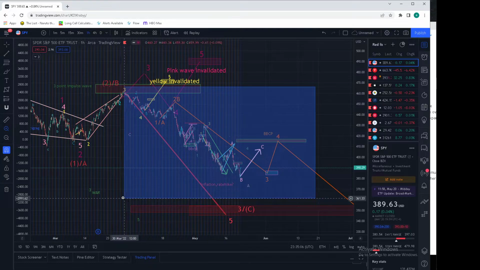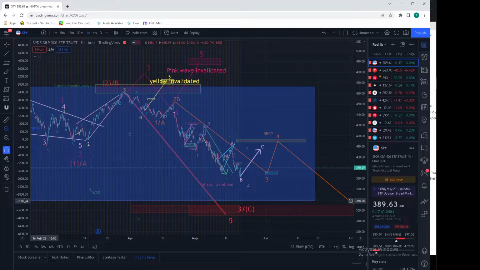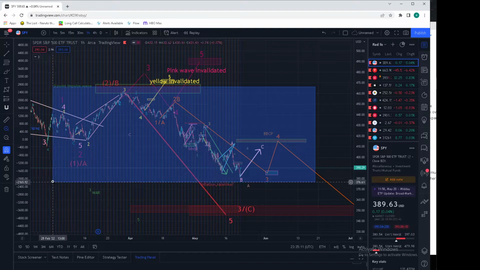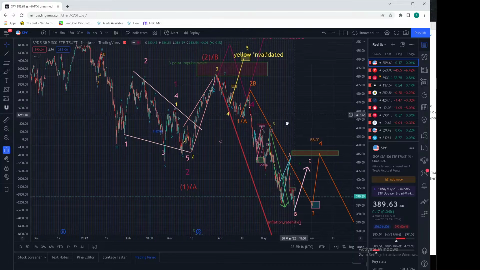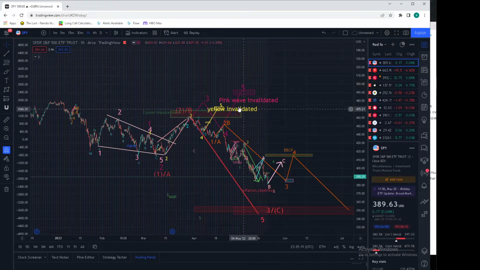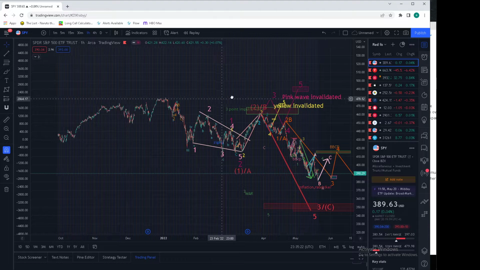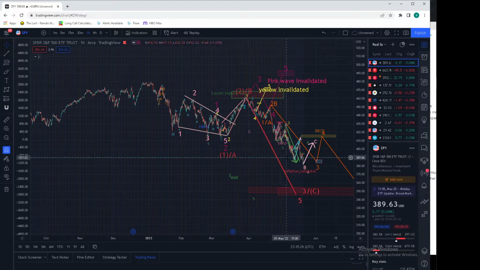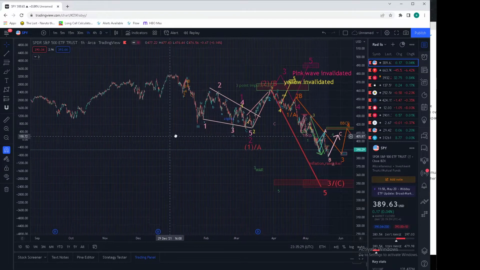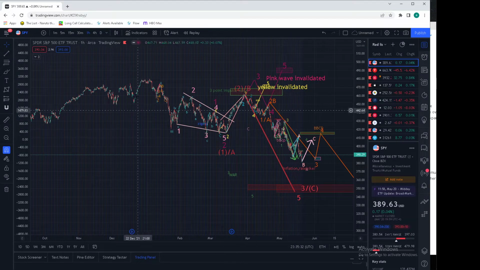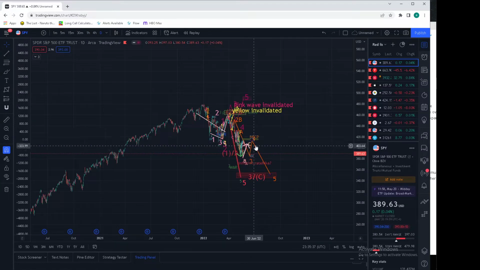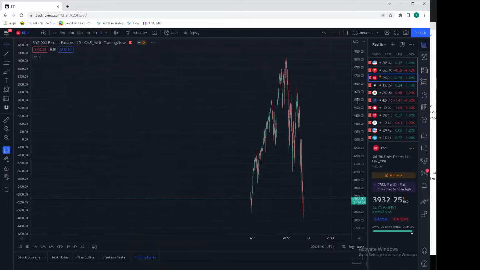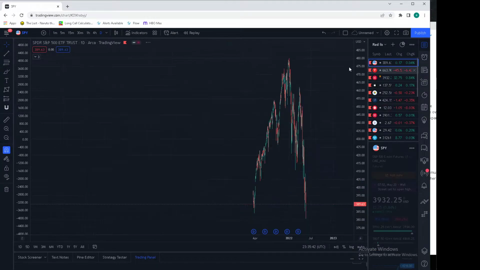So what I really want to go over now, which is very confusing for a lot of people, is the waves within waves, right? You can have a massive wave, and then have microwaves within those waves. So here we have a big. Let me go out to the daily chart and show you. Let me look at the ES daily chart.